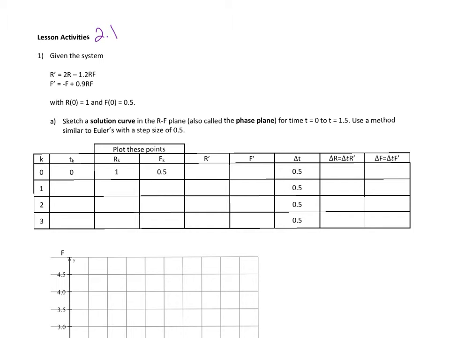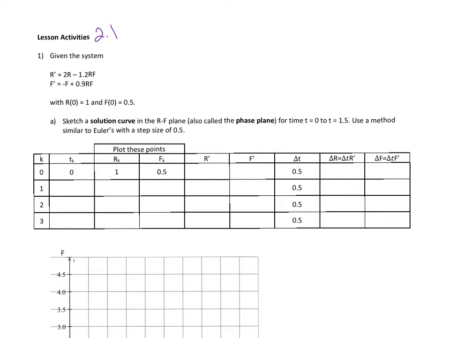We want to try to sketch a solution curve in the RF plane, which is also called the phase plane, for time t equals 0 to t equals 1.5. And we're going to use a method similar to Euler's that we studied in chapter 1 with a step size of 0.5.